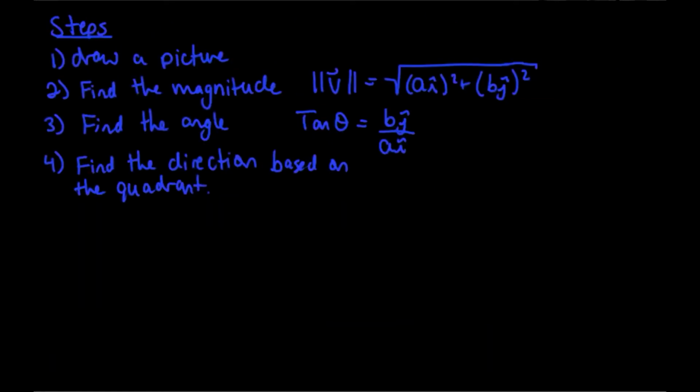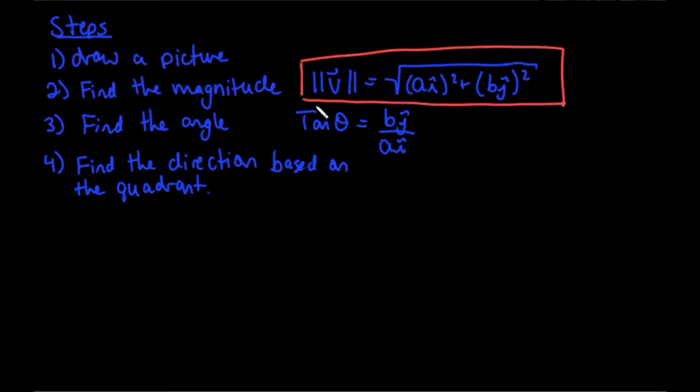Let's go over the steps before we jump into an example here. Step 1 is optional, but I highly encourage you to draw a picture because it can help you figure out the stuff in regards to the angle and the direction. Very important for that. Step number 2 would be finding the magnitude using this formula right here. Step number 3 would be finding your angle from the horizontal, which uses this formula right here. And then step number 4 would be finding the direction based on the quadrant that you are in.